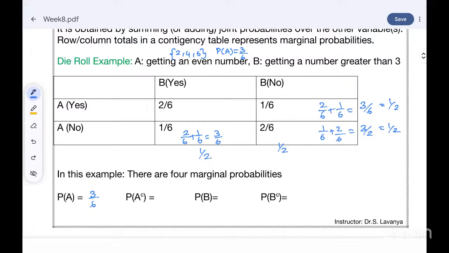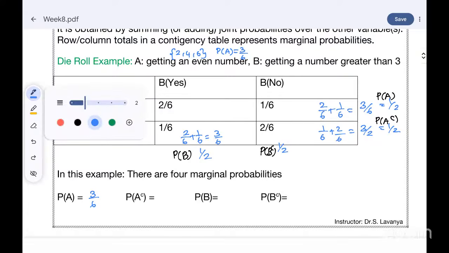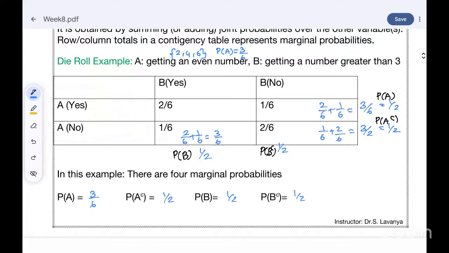Same way, A complement has 1, 3 and 5, so the probability of A complement is given here. So this is probability of A, this is probability of A complement, this is probability of B, and this is probability of B complement. Here all these values are the same, 1 by 2, 1 by 2, 1 by 2.